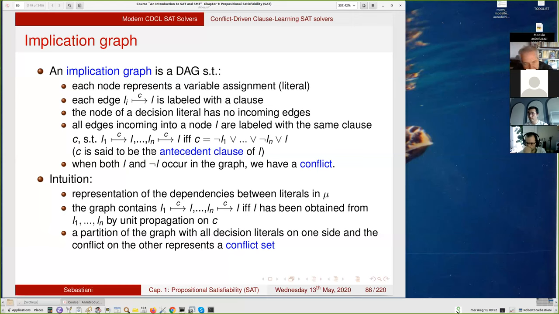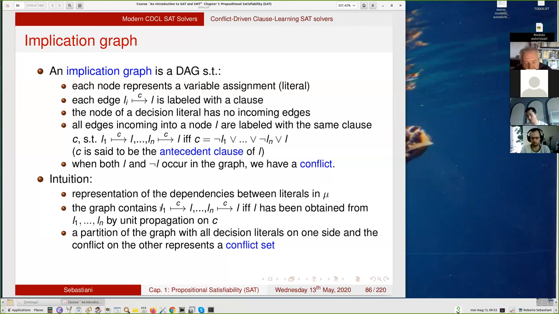I will show you an example in the next slide, but when both L and not L occur in the graph, then you have a conflict. Remember, the graph represents the current status of the search, and so the current truth assignment. And if for some reason you have assigned L to both true and false, this means an inconsistent state, and so you have a conflict. Substantially, this keeps track of all the dependencies between all the literals in the current truth assignment. So remember, the implication graph represents all and only the literals in the current truth assignment.